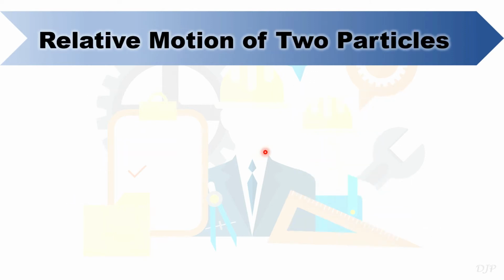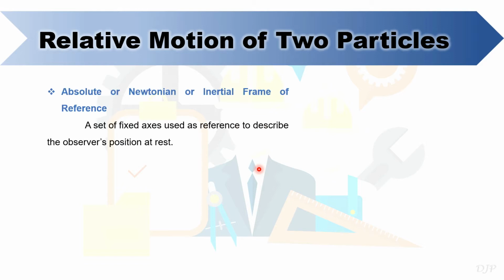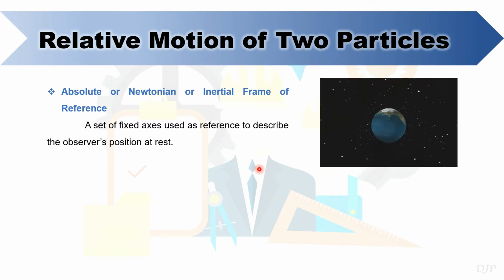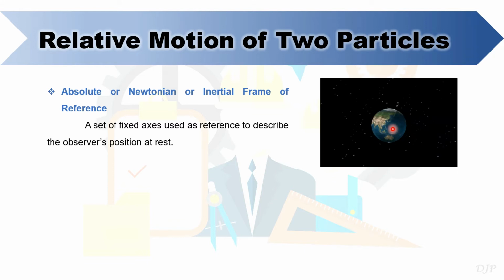Usually, a moving body is observed by an observer who is at rest. Commonly, the position of the observer is denoted as the reference or fixed reference. This fixed reference is what we call absolute or Newtonian or inertial frame of reference. For most of the moving bodies, the Earth is regarded as the fixed reference, although the Earth itself is moving. In fact, the Earth is rotating around its axis and is also revolving around the Sun.